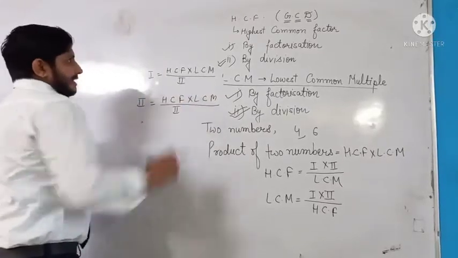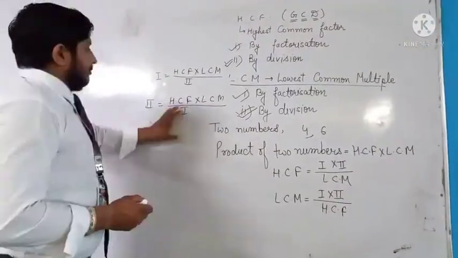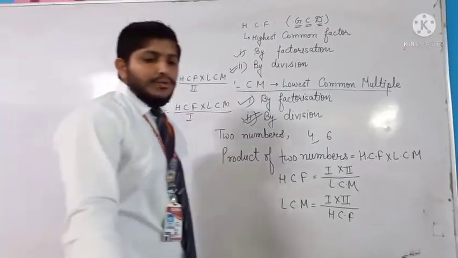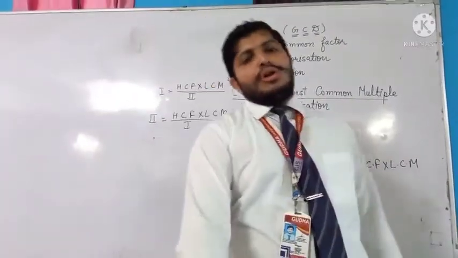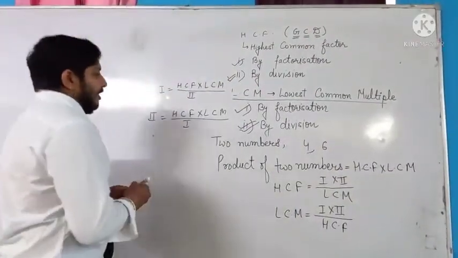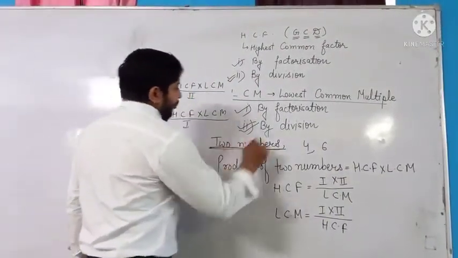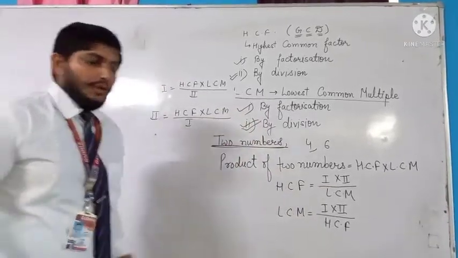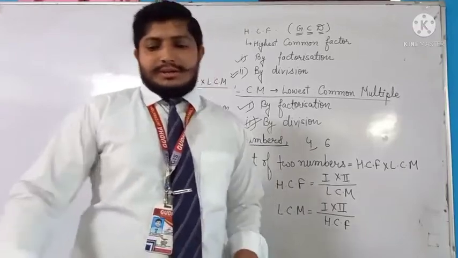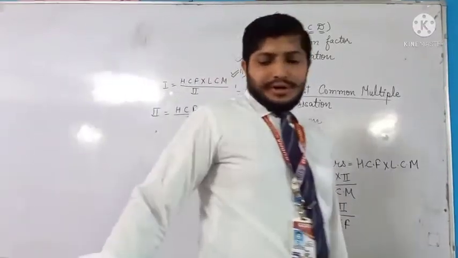I hope you understand well. See this 3 times, 2 times and 3 times, then you are able to solve exercise 2.7. But this formula is only for 2 numbers, not for 3 numbers, 4 numbers or more. It is applicable only for 2 numbers.